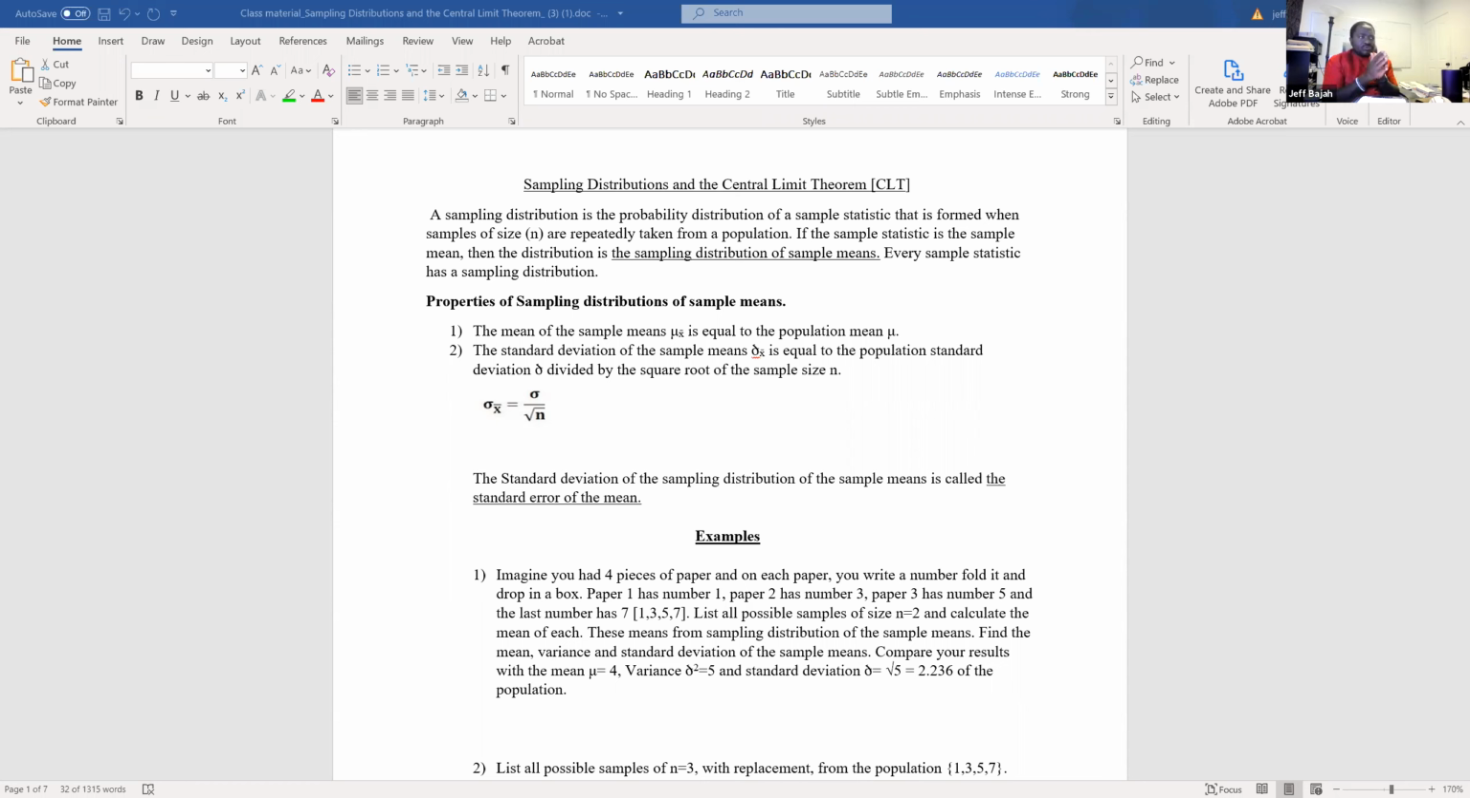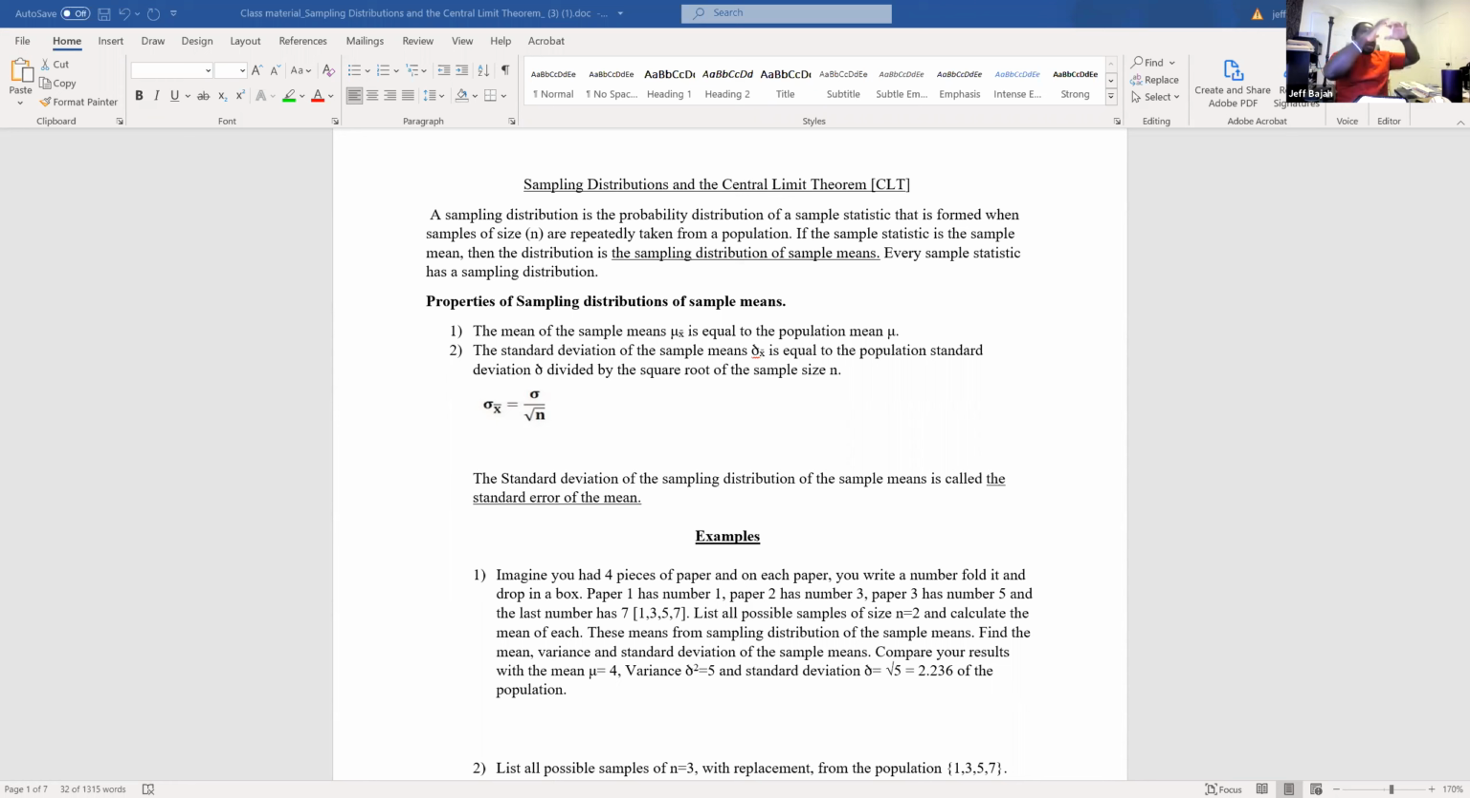Now, if you remember the first few weeks, in fact, week one, we talked about population, right? And then we talked about sample. We said population is the entire outcomes, objects, or people that you want to investigate or research. And then we said a sample is basically a part of that population.